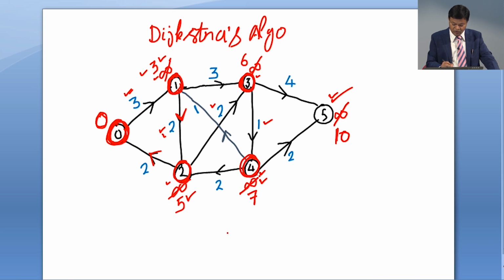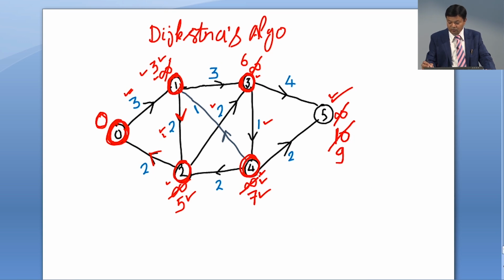And where all can we go directly from 4? 1 we are not interested because 1 is already processed, so we will be going to 5. From 4 to 5 there is a distance of 2, and up to 4 there is a distance of 7. So the total distance is 7 plus 2, that is 9. So far a distance of 10 is associated to 5, so we'll replace 10 by 9. So this becomes our shortest distance from our source node, that is node 0.